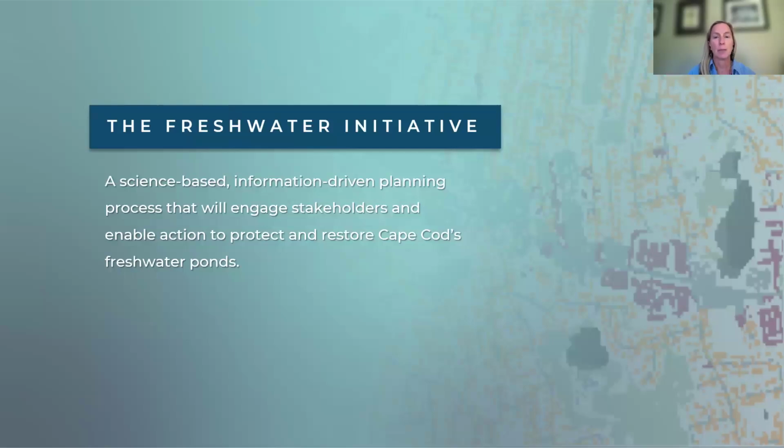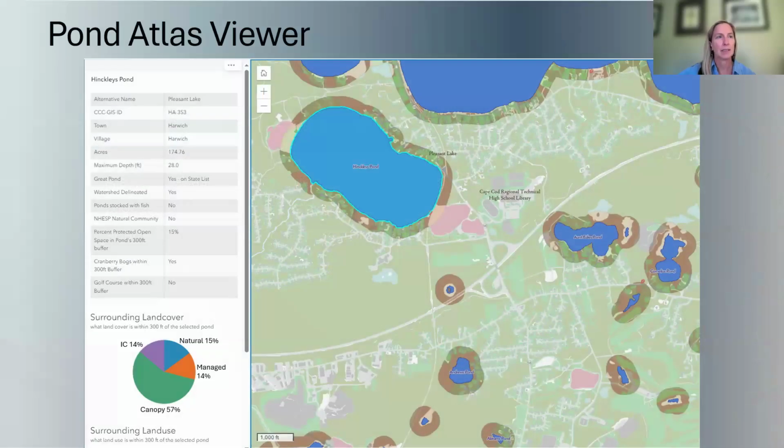And we developed this Pond Atlas viewer, next slide, Tim, which has information for every pond. This is the Pond Atlas viewer, and you can see the blue polygons are pretty obviously ponds. If you click on one of these ponds, an information box pops up and tells you the pond name, the town it's located in, the pond depth, the pond area, if it's a great pond or not, if the pond is stocked with fish, if it's near a cranberry bog, or the percent of open space. So along those lines, it shows land cover and land use around the pond.